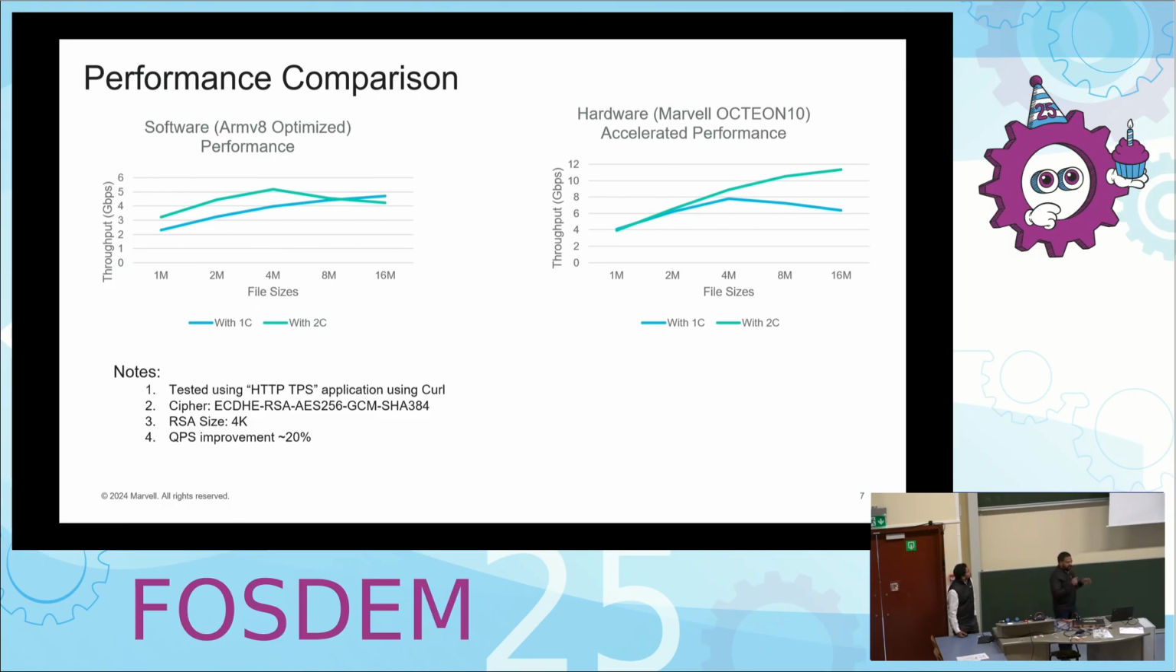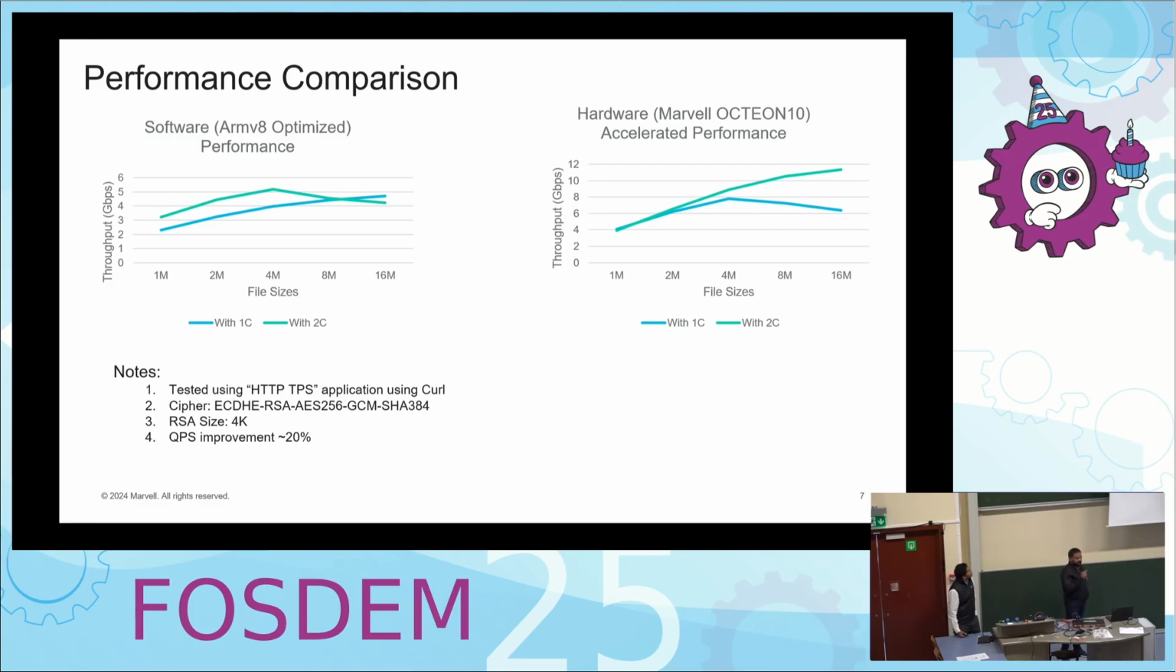So we could see that with software we are able to achieve up to 6 or 7 Gbps with different file sizes, whereas in hardware accelerator the performance is much better than the software one with the asynchronous mode enabled. And the testing conditions are mentioned in the slide.